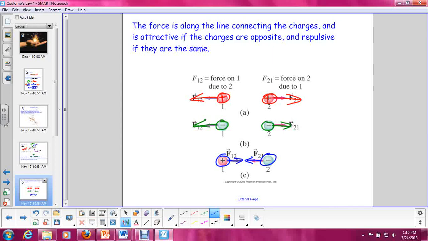It turns out we can have more than two charges. We can have 3, 4, 5, 10 charges involved. But in this class we are only going to be dealing with two charges at a time. So this is basically what your drawings are going to look like.